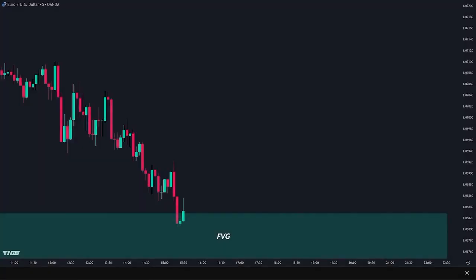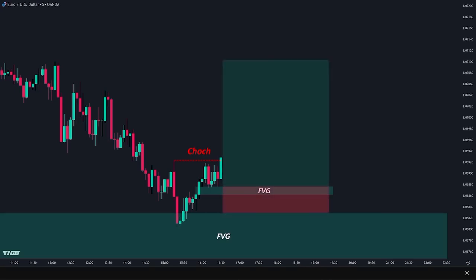When we move to the 5-minute chart, we can see that price creates a change of character by breaking above this level, which acts as our confirmation and reversal signal. At this point, we identify a new fair value gap on the 5-minute time frame and place our buy order at the beginning of the zone. Let's set our stop loss below it and target the next important zone in front of the price. Let's see how this trade plays out.